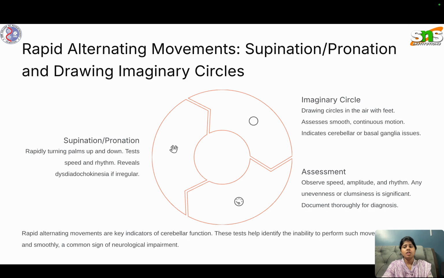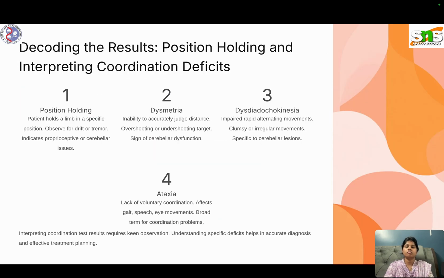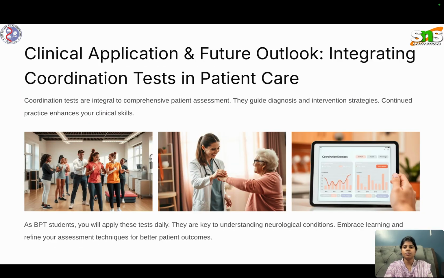Rapid alternating movements are supination and pronation. We'll rapidly ask the patient to turn the palm up and down, activities like that. The speed and rhythm are also noted in such tests. Impaired coordination significantly affects gait and independence. Interpretation is also done according to it.